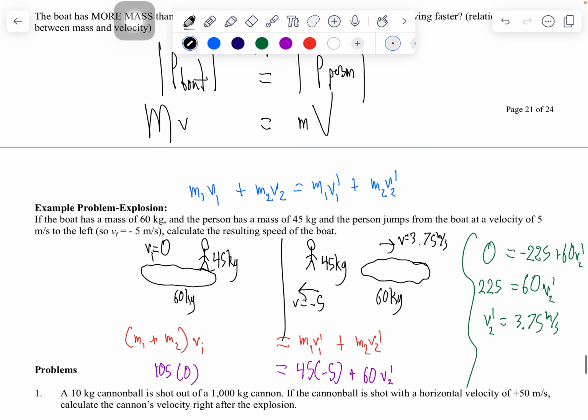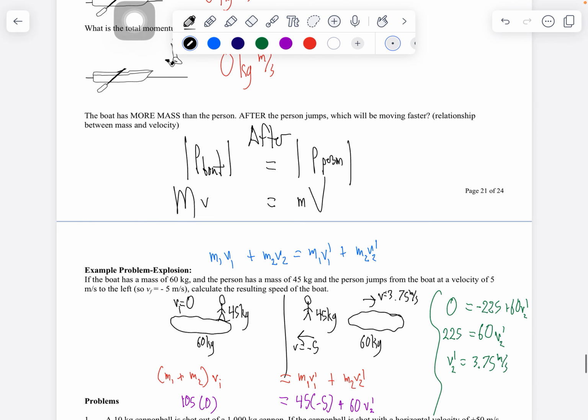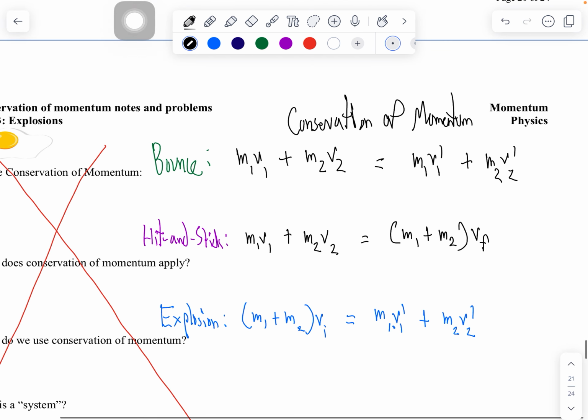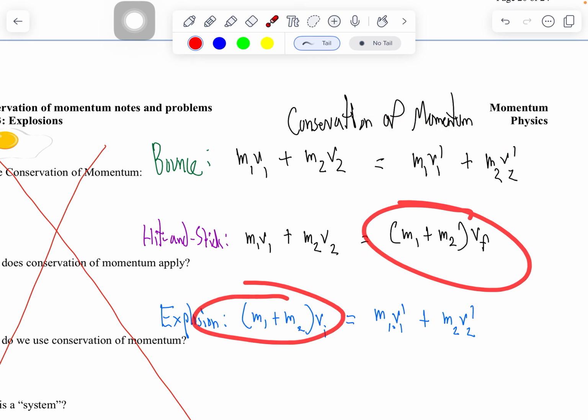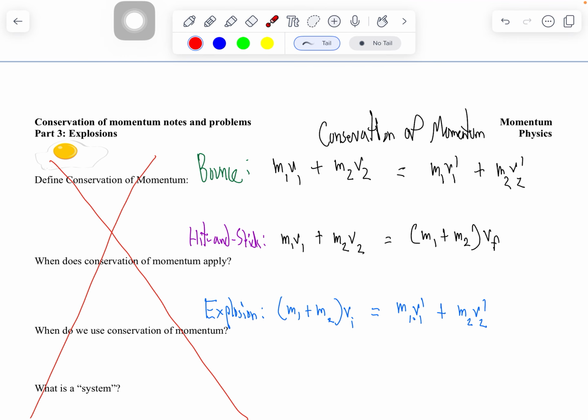The trickiest part about conservation of momentum is just identifying what equation you should use. You have your three, but really it's just one equation. It's always this one. Just decide whether you need to combine the masses before or after the collision. And if you don't need to combine them ever, that's just your base equation.